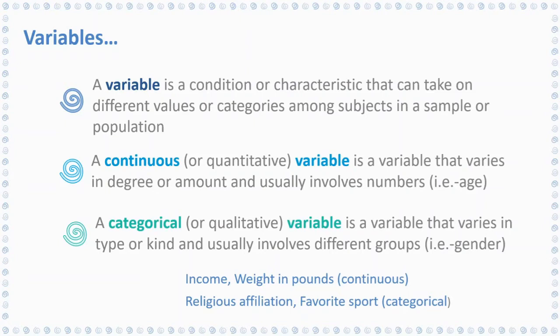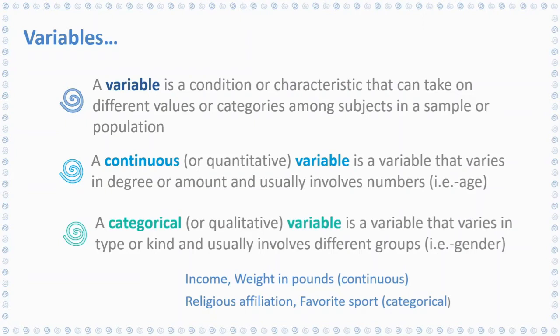You can have a continuous variable, which is also known as a quantitative variable. And that's a variable that's going to vary in degree or in amount. It's usually involving numbers, so you're thinking of height or weight or something like that. And it runs along a scale, which is a continuous scale.